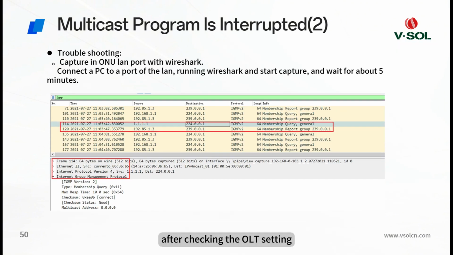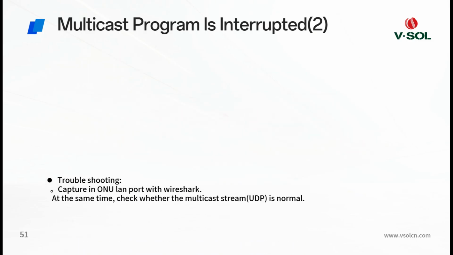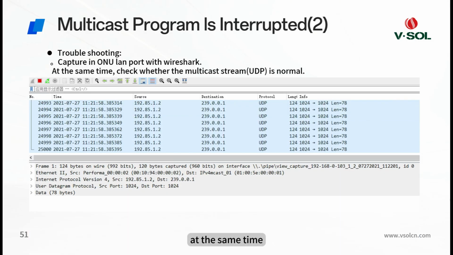After checking the OLT setting, let's capture on the ONU side. Same as the mirroring method mentioned above, mirror the ONU TV playing port to another port, and enable Wireshark to capture packets. Wait for about 5 minutes. Normally, it will get the general query packet. At the same time, check whether the multicast stream UDP is normal. The screenshot showing is the multicast data.